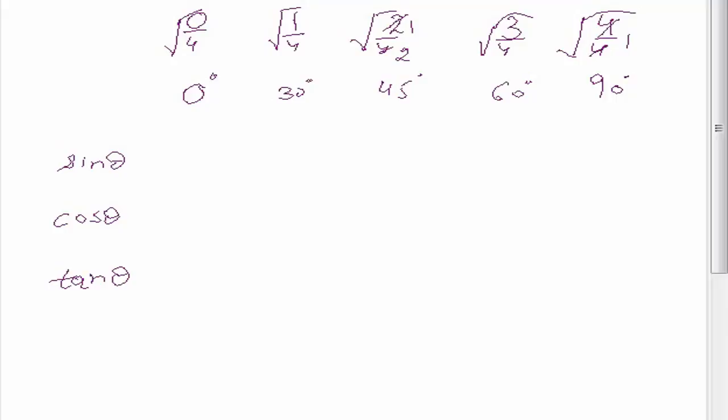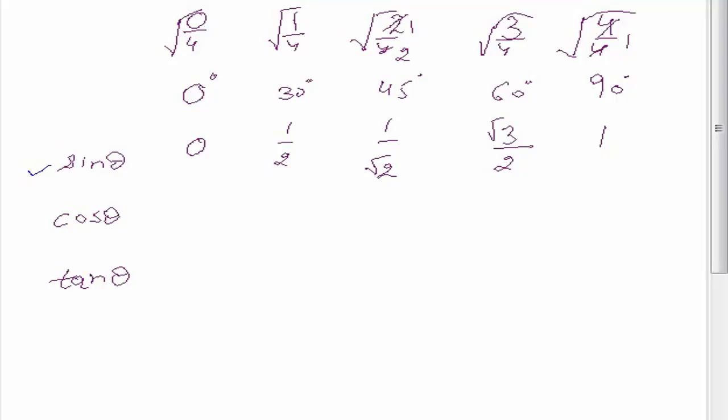Sine 0 degrees is 0 because under root 0 over 4 is 0. Likewise, under root 1 over 4 is 1 over 2. Hence, sine 30 degrees is 1 over 2. Then for sine 45, we can work out it would be 1 over under root 2. And then sine 60 would be under root 3 by 2. And sine 90 would be 1. So we have got all the values for sine theta.